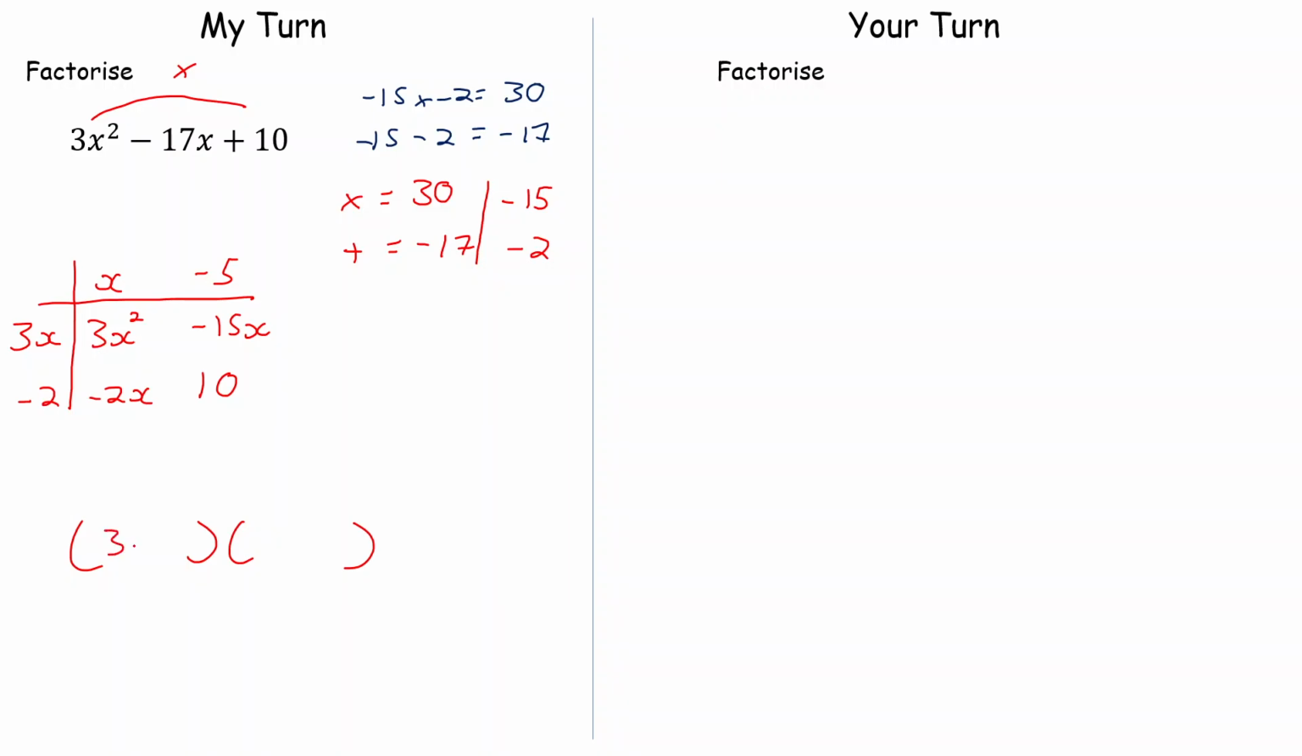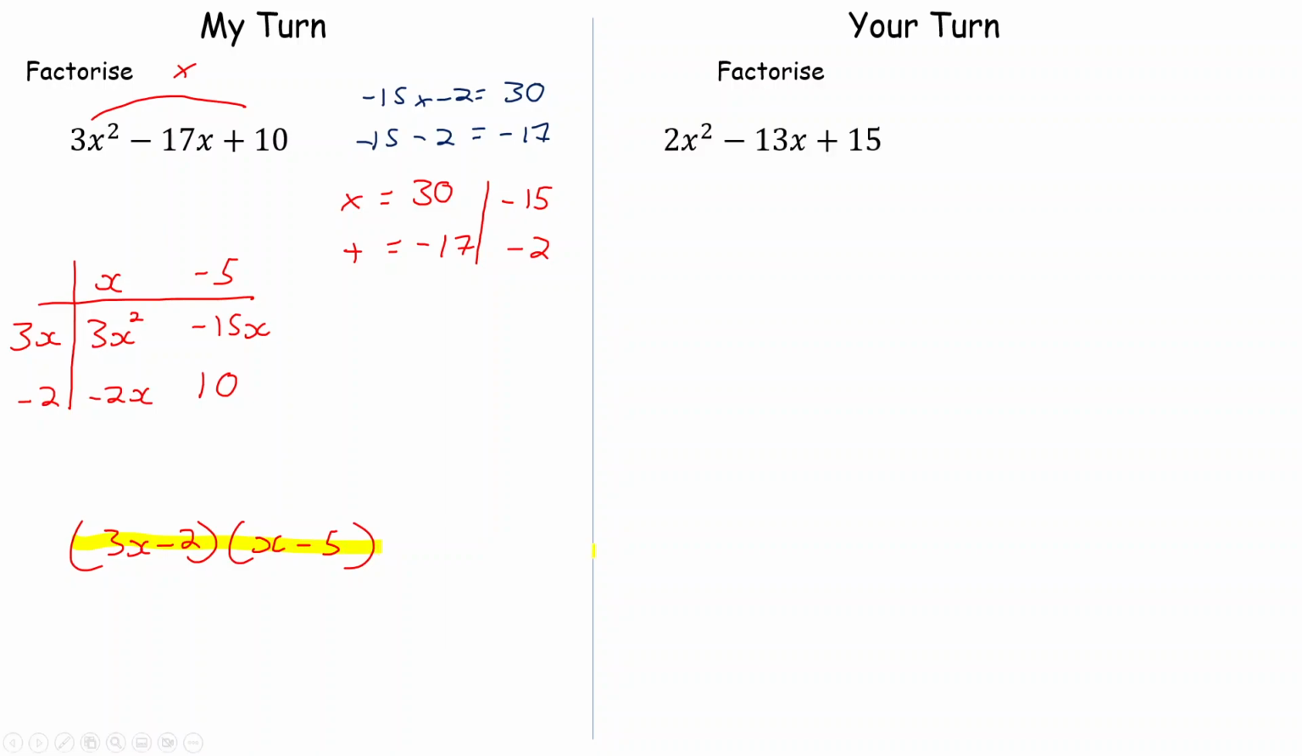minus 2, and you've got x take away 5, and you've got to make sure you include the signs there. That's very important, but the brackets can go either way around. It doesn't matter, and that is your answer. Okay, so that is the first one, and let's highlight it this way.